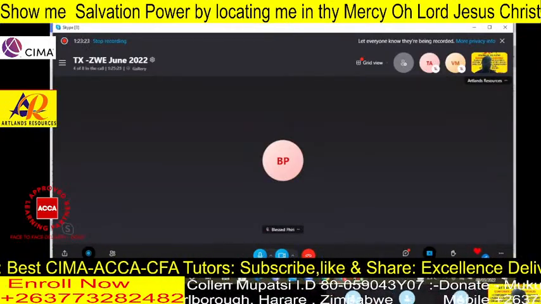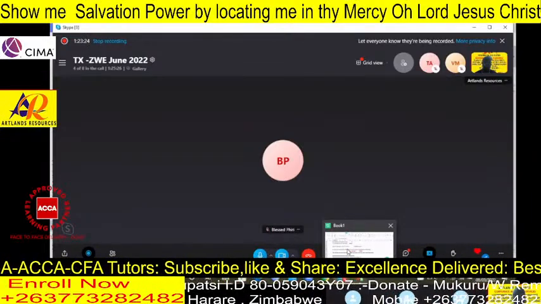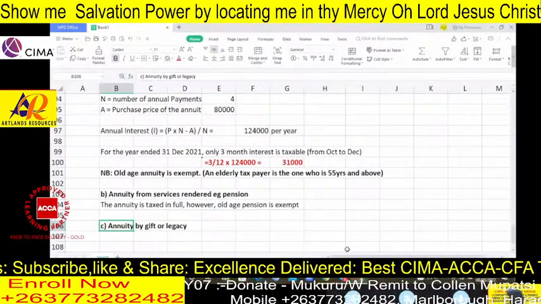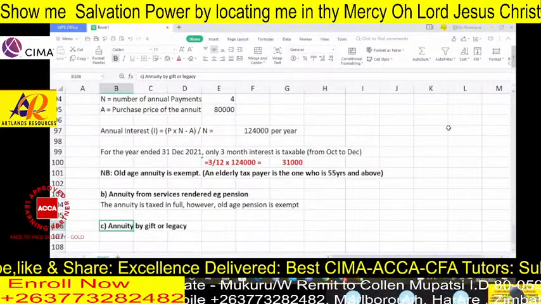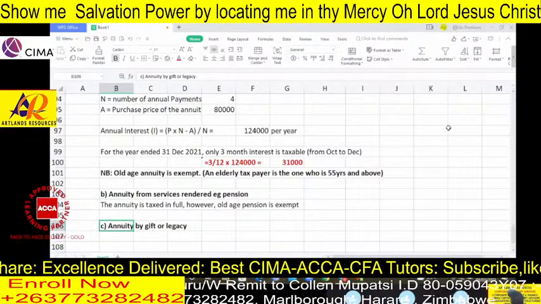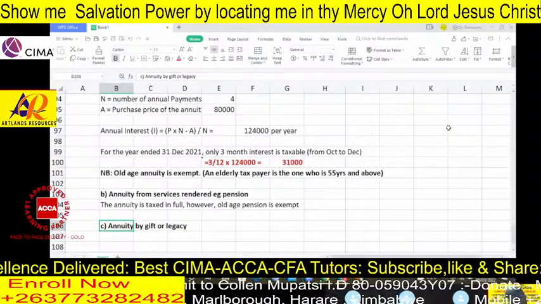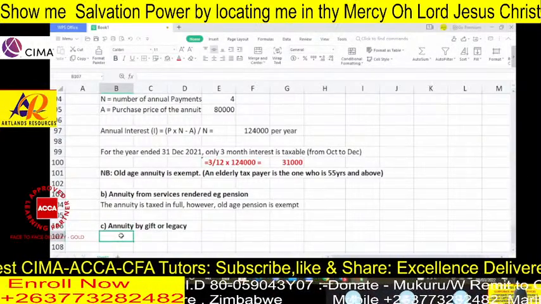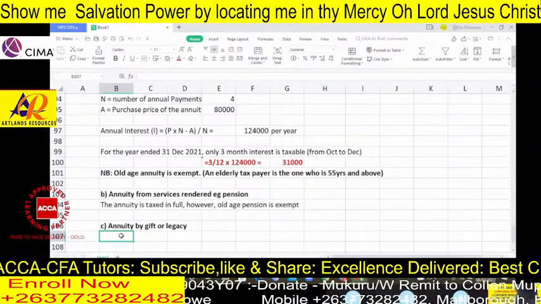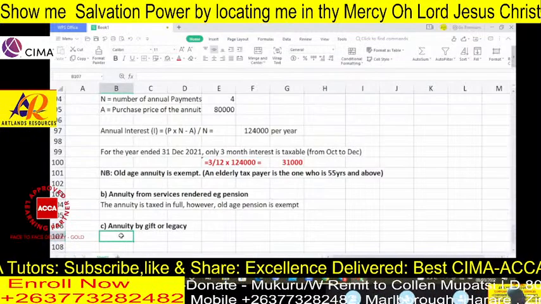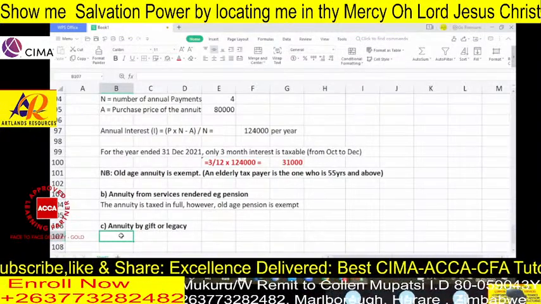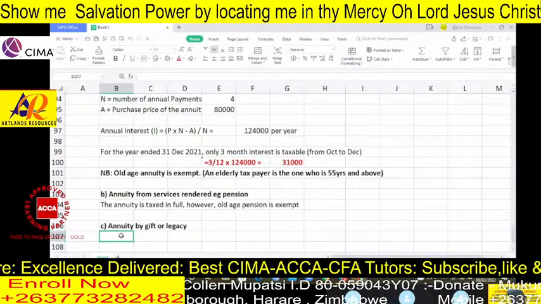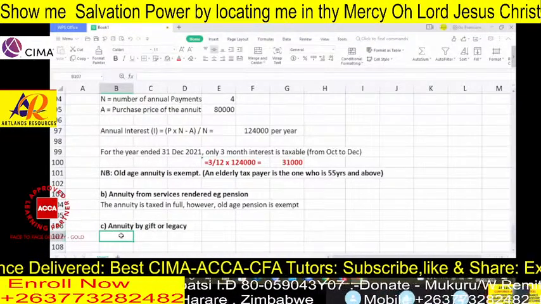So easy, this subject. Annuity by way of gift or legacy. Imagine an annuity which was gifted to you, you did not purchase it. So if you receive an annuity, you did not purchase it. The purchase price was not allowed as a deduction. So what is this annuity called? A legacy or a gift. Under the circumstances to you, this annuity is taxed in full.